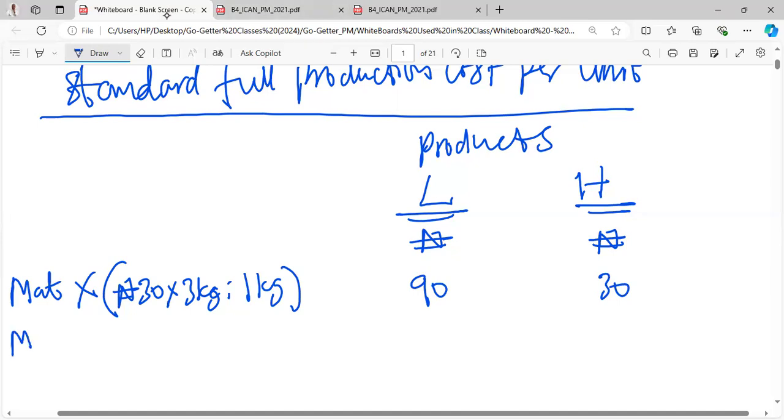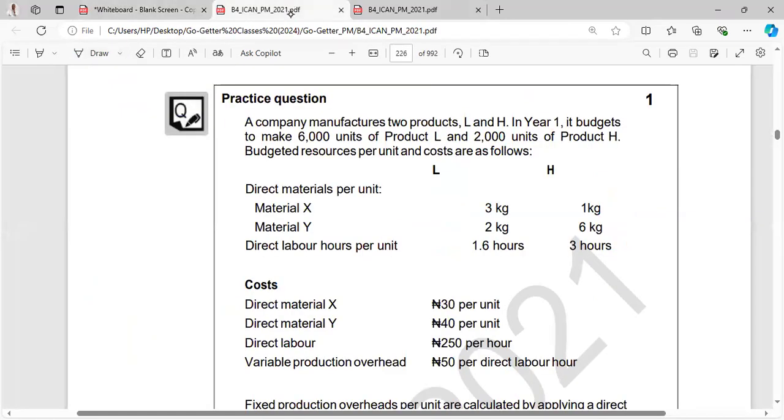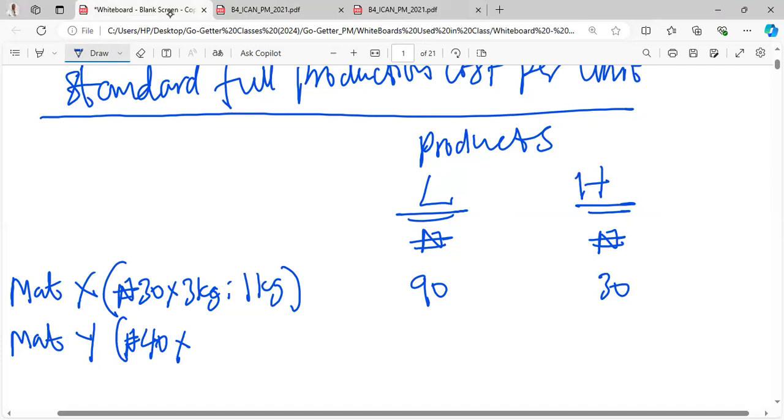Now say this is material Y. Open a bracket. How much did we buy Y? 40 naira. Now say this is 40 naira, multiplied by, what is the usage for one? 2 kg, 6 kg. 40 times 2 gives me 80. 40 times 4, 6 times 4 is 24. That's 240. All right, so we've done Y.